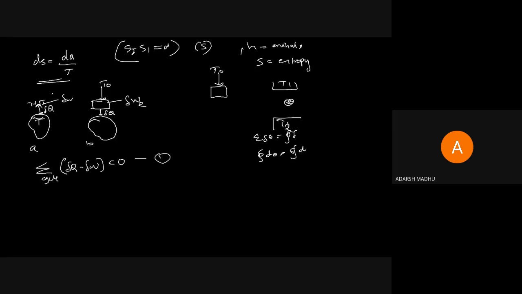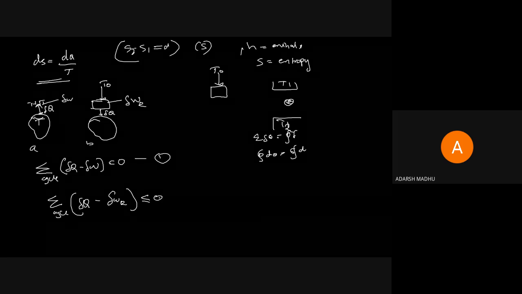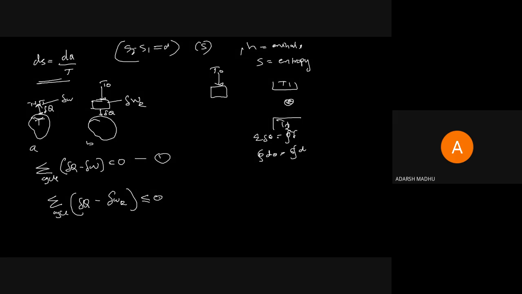So for the second case, consider the engine replacing the reservoir and apply the second law. We are applying the second law to the second case, and we can write the equation as cyclic of dq minus dWr, less than or equal to 0. That is, now consider the engine replacing the reservoir and apply the second law to the new process.